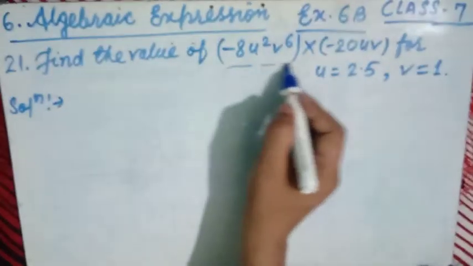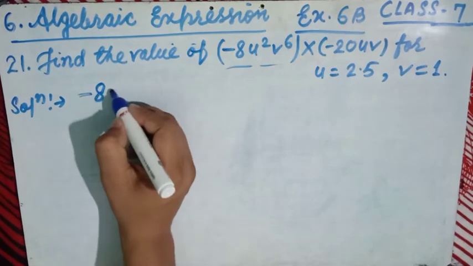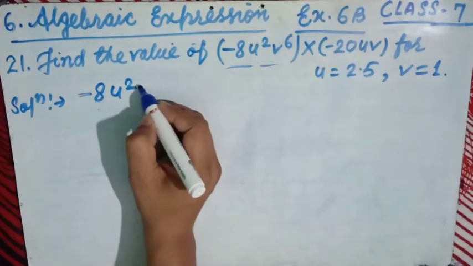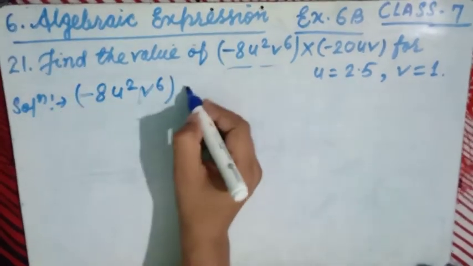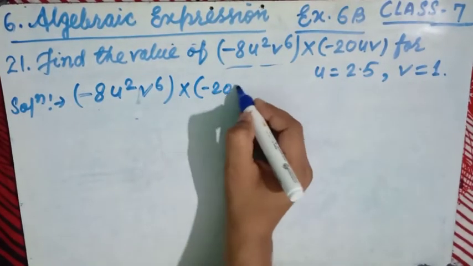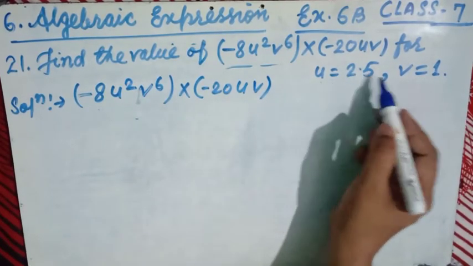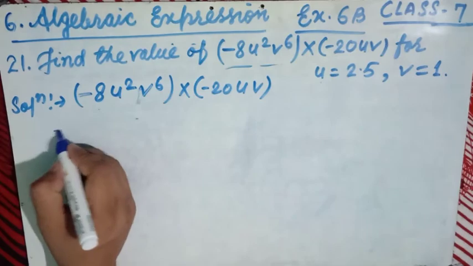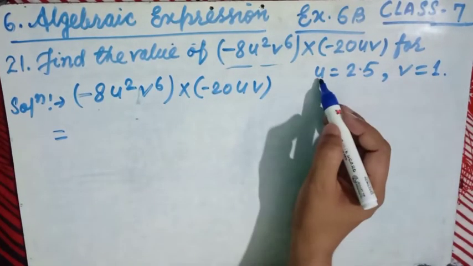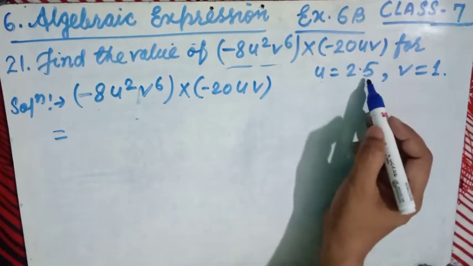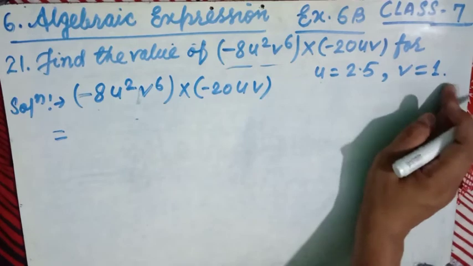So first of all, write this expression: minus 8 u raised to the power 2, 6 v raised to the power 6. Now multiply by minus 20 u v. We have to take the value of u as 2.5 and v as 1. So where there is u, there is 2.5, where there is v, there is 1. Instead of u we have to place the value 2.5, and instead of v we have to place the value 1.